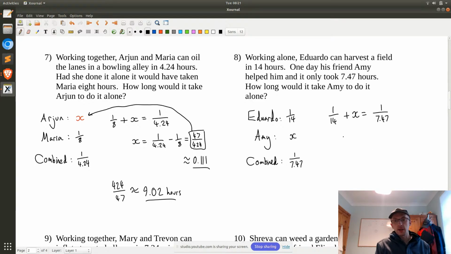So please find out what X is for me. That would be 1 over 7.47, take away 1 out of 14. 747. What, the plane?